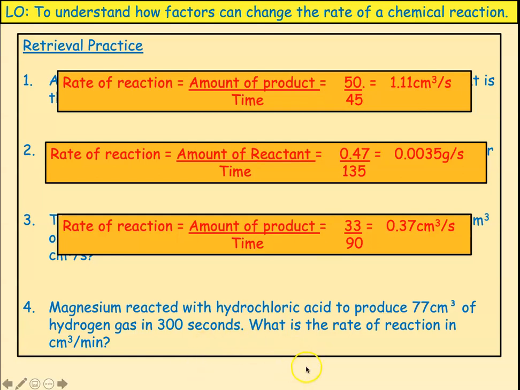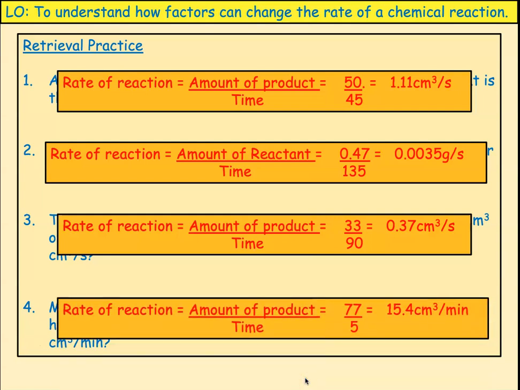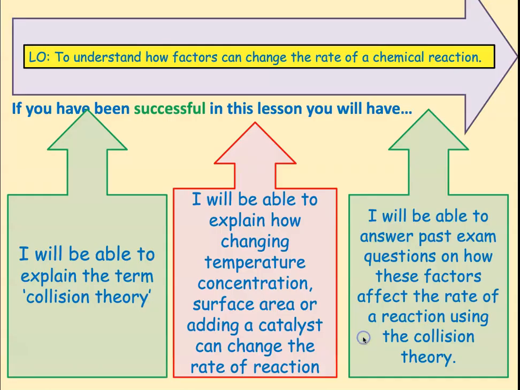Magnesium reacted with hydrochloric acid to produce 77 centimeters cubed of hydrogen gas in 300 seconds. What is the rate of reaction in centimeters cubed per minute? So we need to convert seconds to minutes by dividing by 60, and that gives you 5 minutes. So that's 77 divided by 5, and we are producing 15.4 centimeters cubed per minute. Hopefully you are quite successful with those calculations.